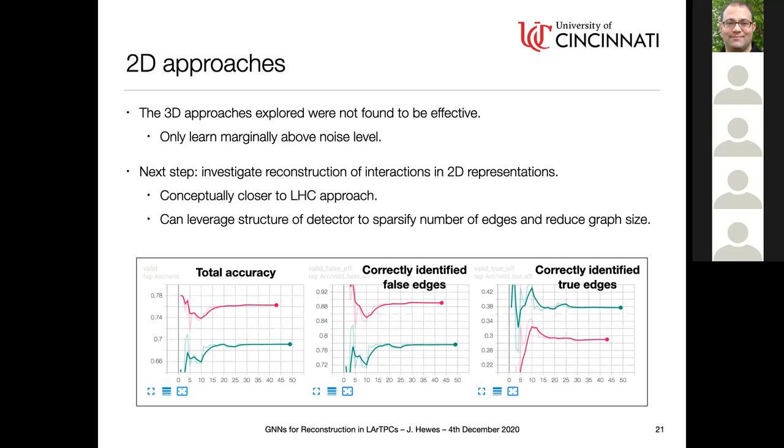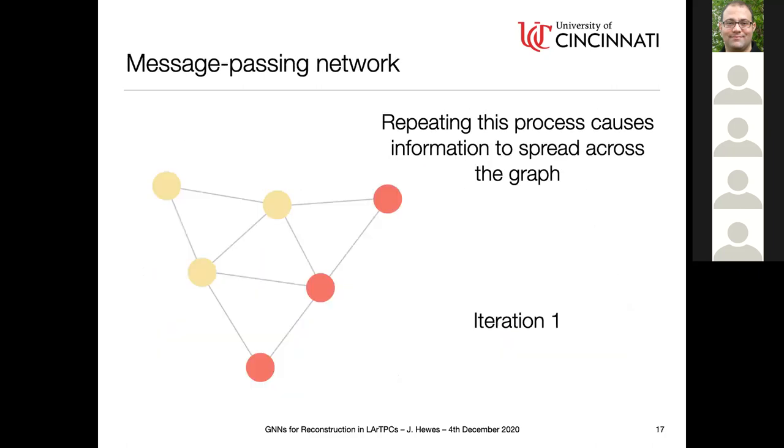So after we tested some of these 3D approaches and they didn't work particularly well, we took a step back. We decided to try something that was a little closer conceptually to what Heptrix had done in terms of drawing tracks in 2D. So you can leverage the structure of the detector in the LHC to sparsify the number of edges and reduce the graph size, right?